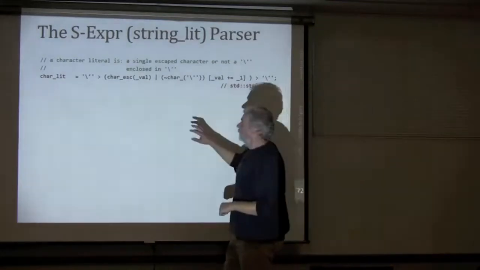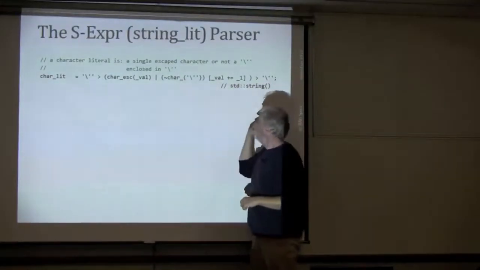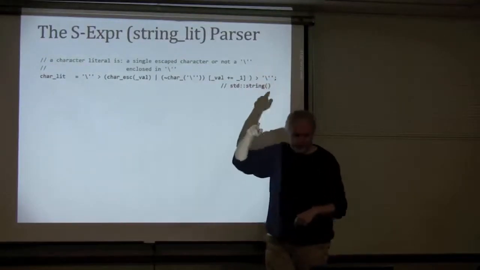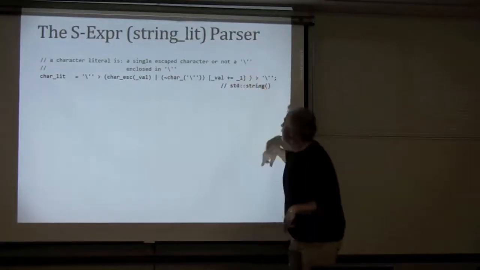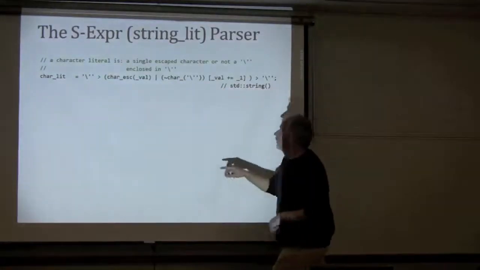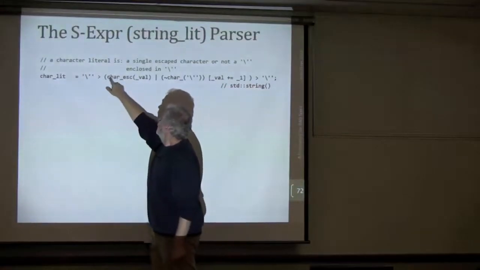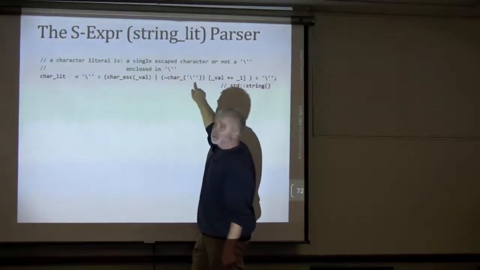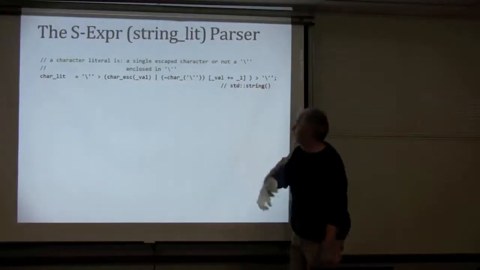So let's think about what a character literal is. A character literal is a single escaped character, which is enclosed in apostrophes. So what we get is an apostrophe followed by an escaped character. We will see how that expands. Or anything which is not an apostrophe, followed by the closing one.